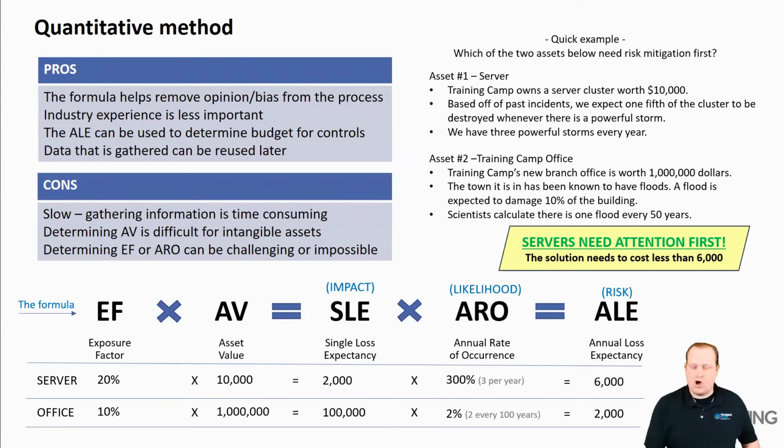Now, what about our office here? I don't know about you, but stopping a flood that happens once every 50 years, like installing giant walls or something, seems insane. This feels like insurance territory, right? So for this, I'm going transference. Transference is we're making it someone else's problem. We're going to make someone else do it. Raising the building is probably too expensive. Moving may also be too expensive.